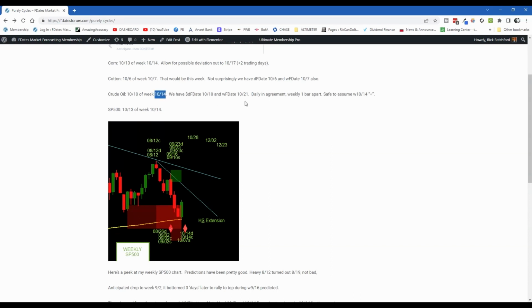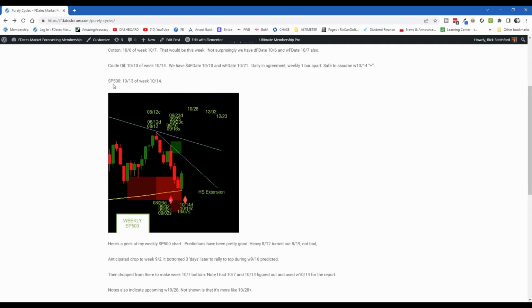You can see that 10/14 and 10/21 is 1 price bar different. So I wrote right here, weekly is 1 bar apart. So basically, I just shortened that with an abbreviation. I call it week 10/14 plus, so that the important weekly turn, if you're viewing this on a weekly time frame, you'd be looking at a weekly swing occurring for week 10/14. And if it's late, it's likely going to be late 1 bar rather than early 1 bar based on this suspicion here that I have. Okay.